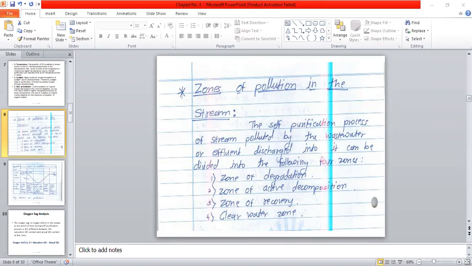The sludge deposition at the bottom performs in this zone. Full stop. The DO level is reduced up to the 40% of saturation value.